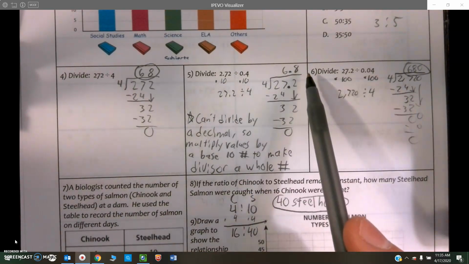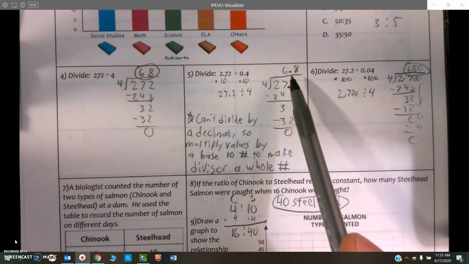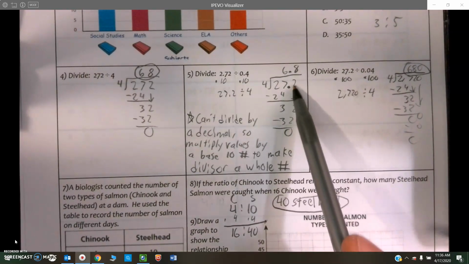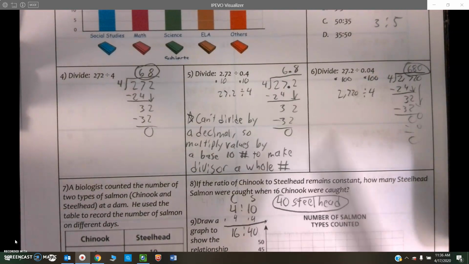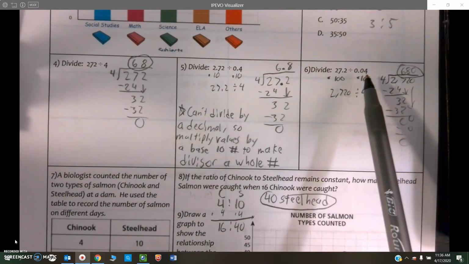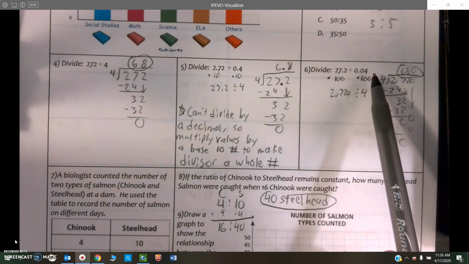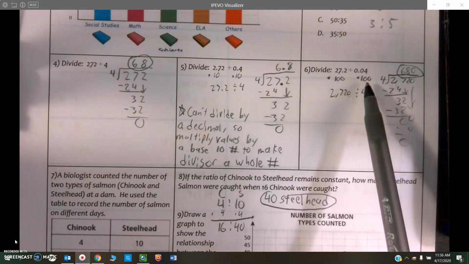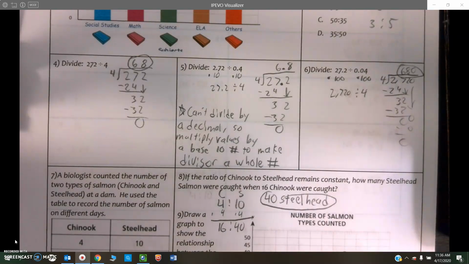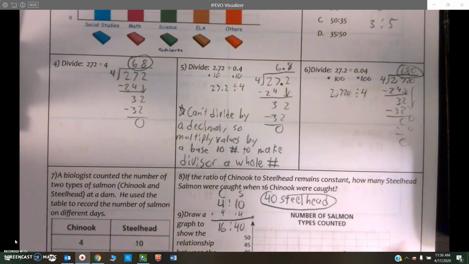Now I can do my long division, same numbers as before. However, we need to make sure to include our decimal. Once you bring down a value that's behind the decimal, put your decimal in your quotient. And here, once again, we had to make our divisor a whole number. This time we had to move the decimal over 2 places to turn it into a whole number. So we multiplied by a base 10 number, 100, with 2 zeros, to move it over those 2 places. And 2,720 divided by 4 is 680.